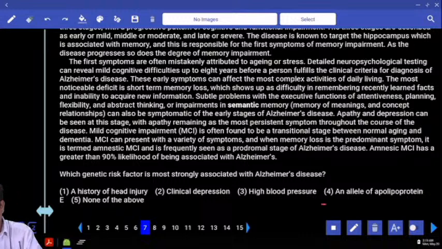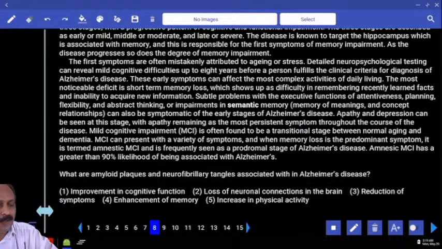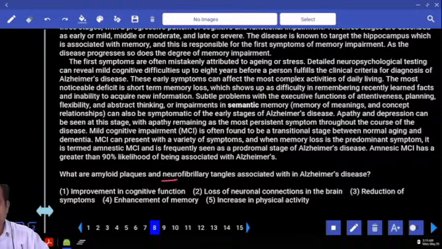Is it the fourth option? Yes. Mention, not mention. Clearly mention. Next one. What are amyloid plaques and neurofibrillary? Underline the word neuro. Deals with what? Neurological means nervous system. And based on that, what is the answer? Is it the second option? Loss of neuronal connections in the brain. Neuron means nervous. Nerves, nervous system.